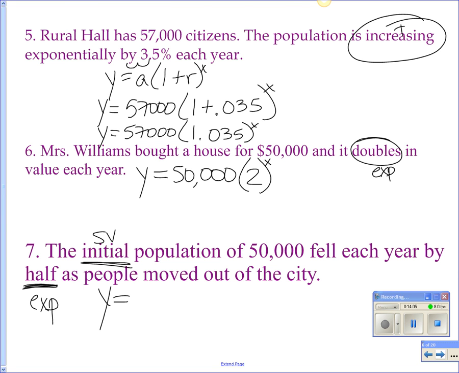What's my starting value? So I put 50,000. What do parentheses mean I'm doing? Multiply. What do you think I'm going to multiply by on this one? A half. How do you write a half? 1 over 2, or you could write what? 0.5. Okay, either one. Let's do 1 over 2. Where does the x go? Up high. It goes in the exponent spot. Okay?